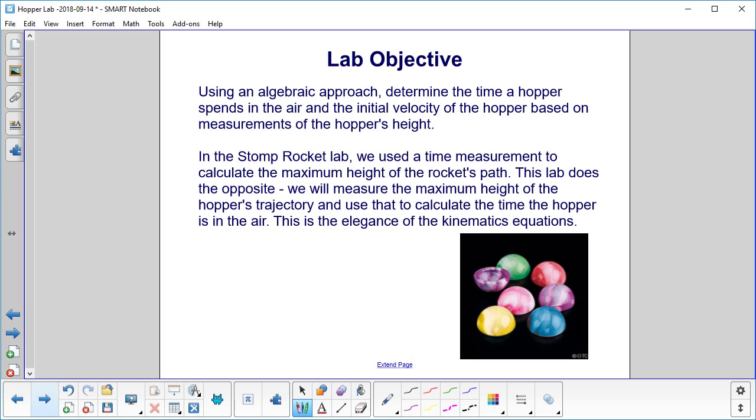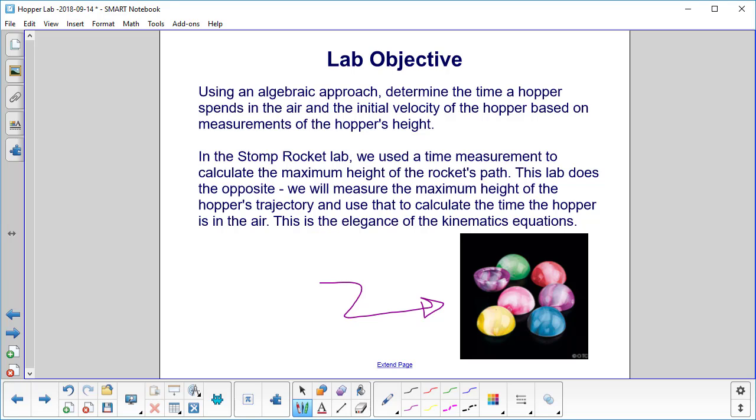Objectives. We will be using an algebraic approach, and we'll determine the time a hopper, and a hopper is one of these guys here, spends in the air, and the initial velocity of the hopper based on measurements of how high the hopper goes. In the stop rocket lab, hopefully you've done that already, or if not, maybe you're going to do it after this, we use the time measurement to calculate the maximum height of the rocket's path.